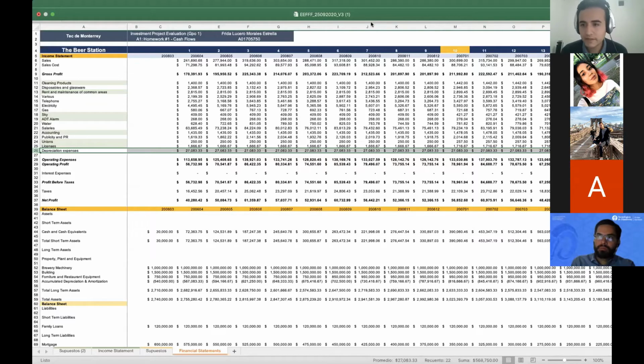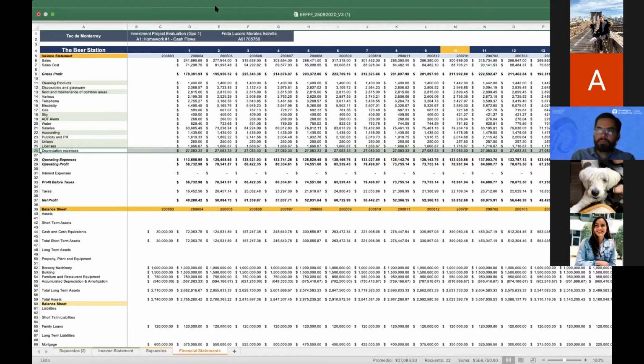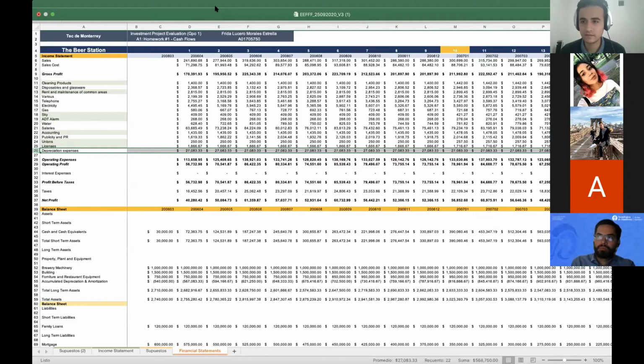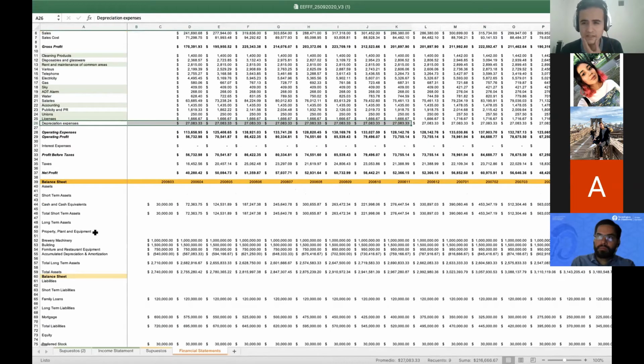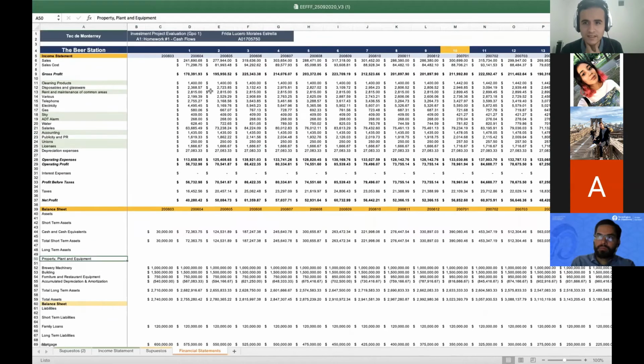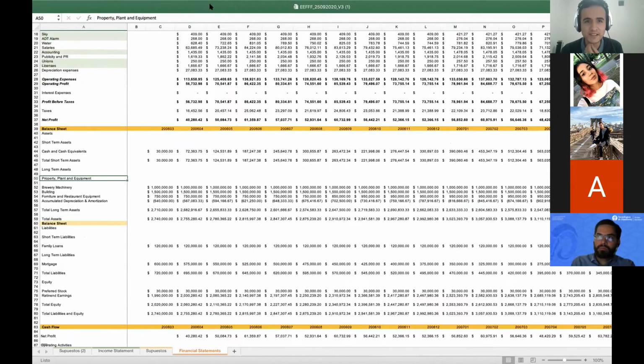What are you guys doing here? Good. We just started screen sharing, but we were wondering if we calculated depreciation, but only for the local property. No, you have to calculate it for all the property, plant, and equipment. Okay. Is this your screen, Aldrich? Nope. It's Frida's, right? Because it says Frida Lucero at the top.